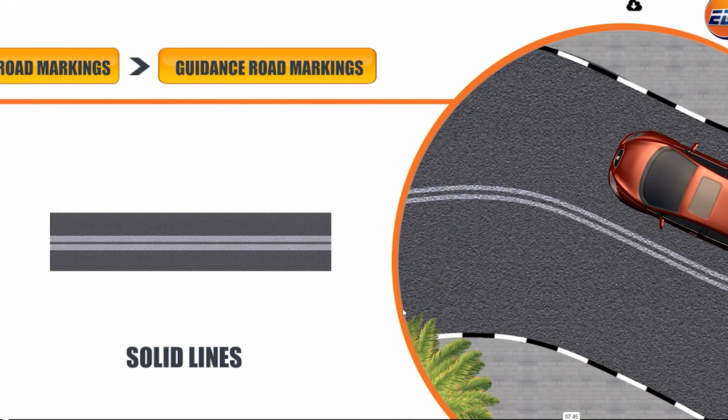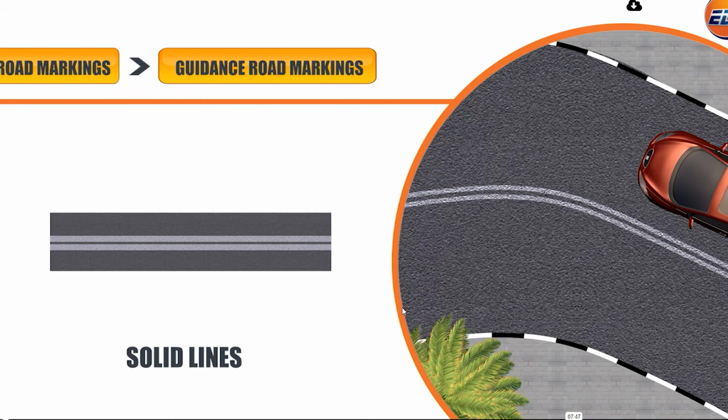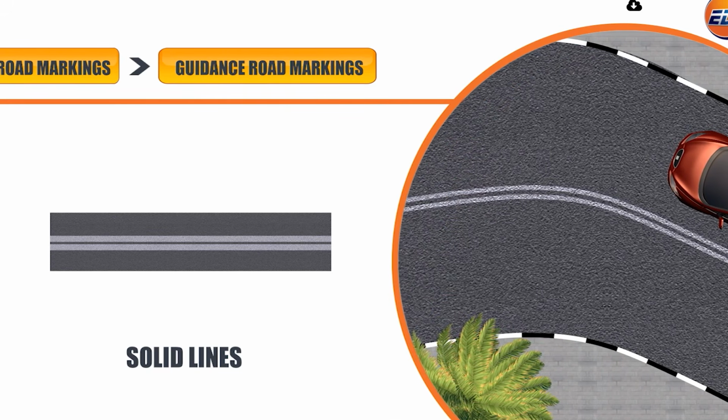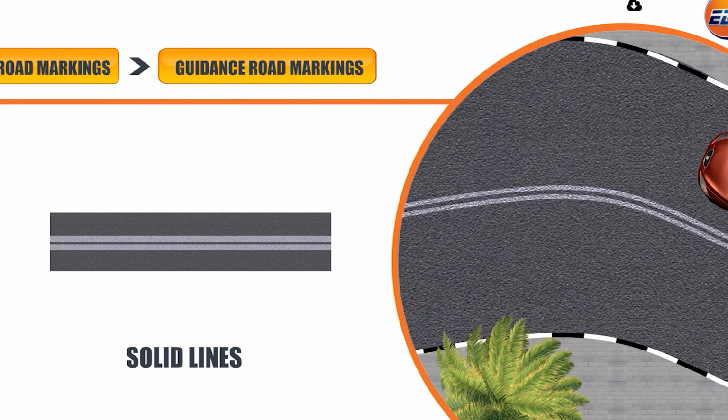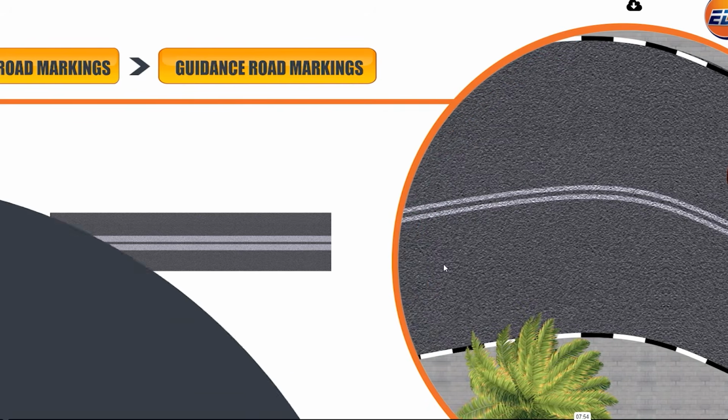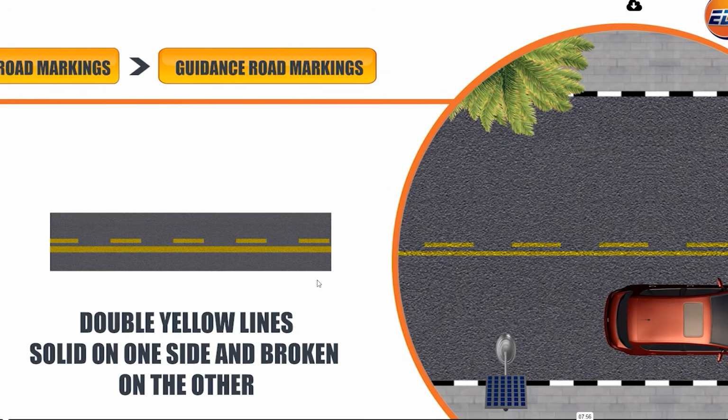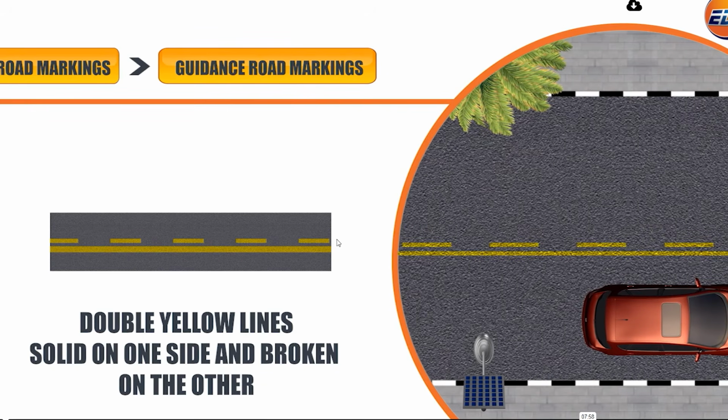Usually it is seen in areas that are hazardous, like sharp bends, where the motorist's view is not clear. Motorists must not cross these solid lines. Double yellow lines, solid on one side and broken on the other.